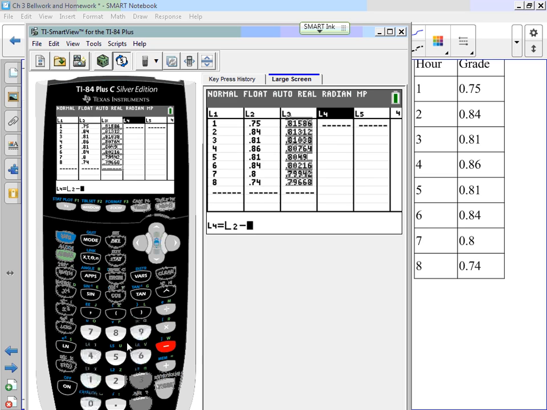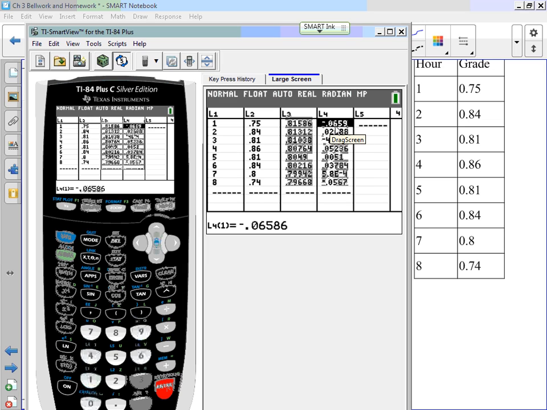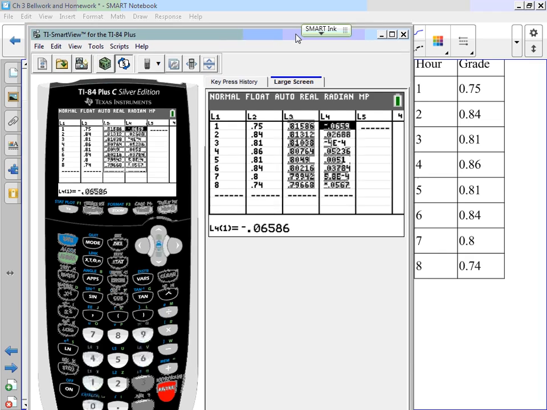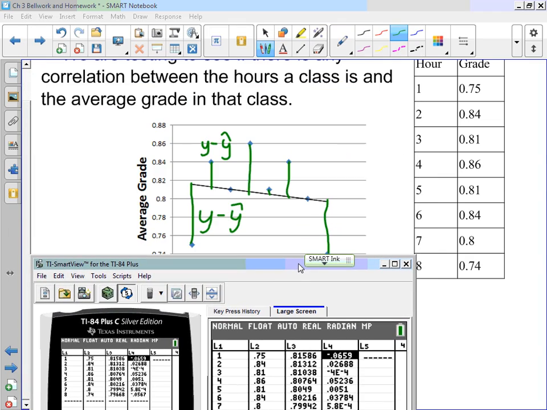Guys, what is that right there? Those are the distance of my residuals. Guys, it just calculated it all for me. Bada boom, bada bing in my calculator. Isn't that sweet? I love it. Those are my residuals. So, for the first hour, how far off was I? I was a good 6% off. Do you see that? Negative 6%. See, I was below.